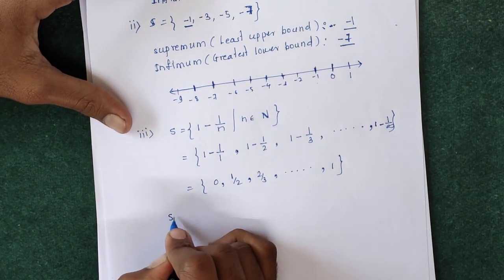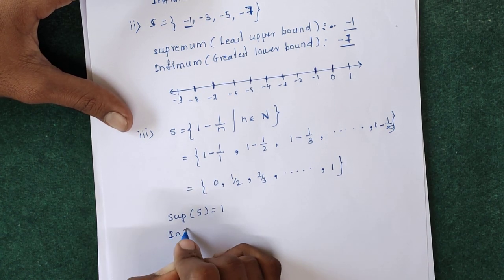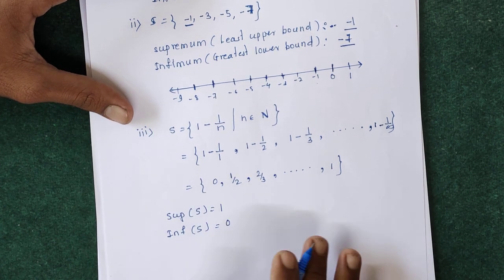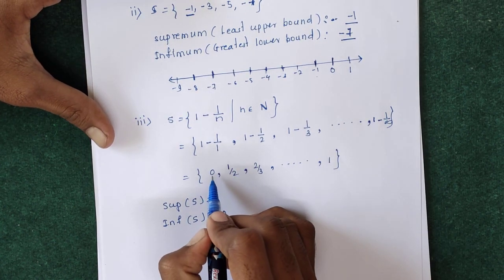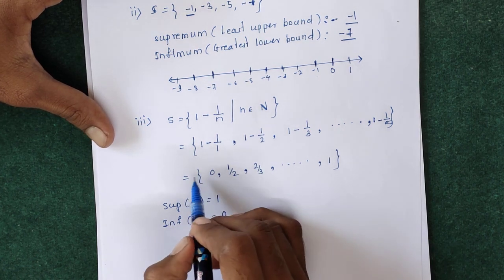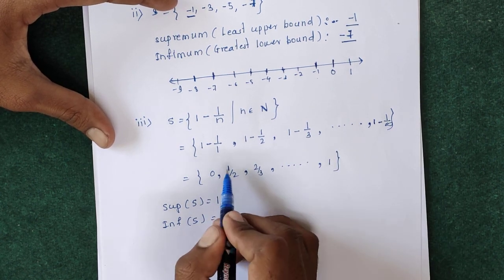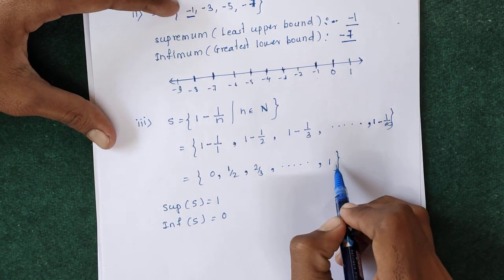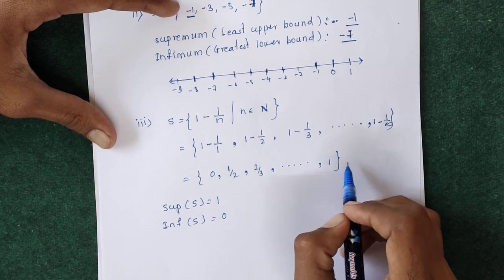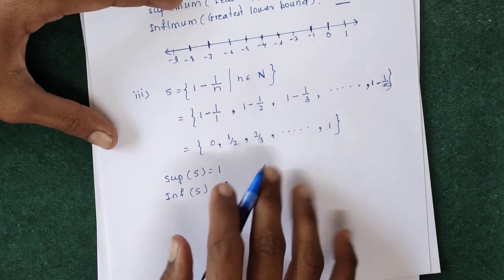So the supremum of this set S is 1 and the infimum of this set is 0. Because if we take, suppose v is equal to minus 1, then minus 1 will become a lower bound of this set, but 0 is the greatest among all the lower bounds. Similarly, 1.5 is also an upper bound, 2 is also an upper bound, but the least among all the upper bounds is 1. So supremum is 1 and infimum is 0.